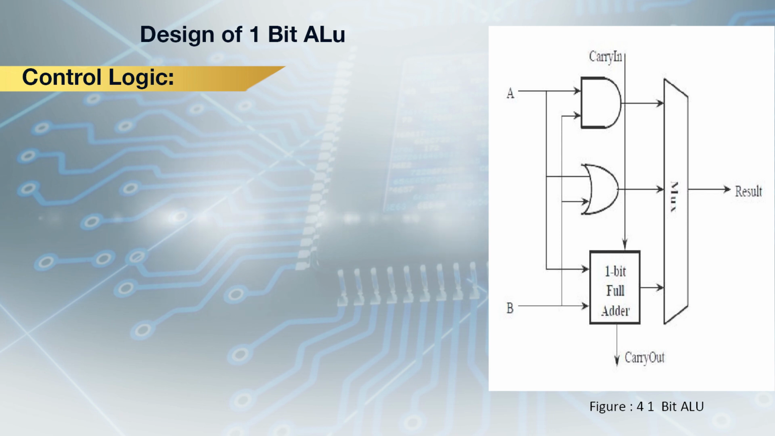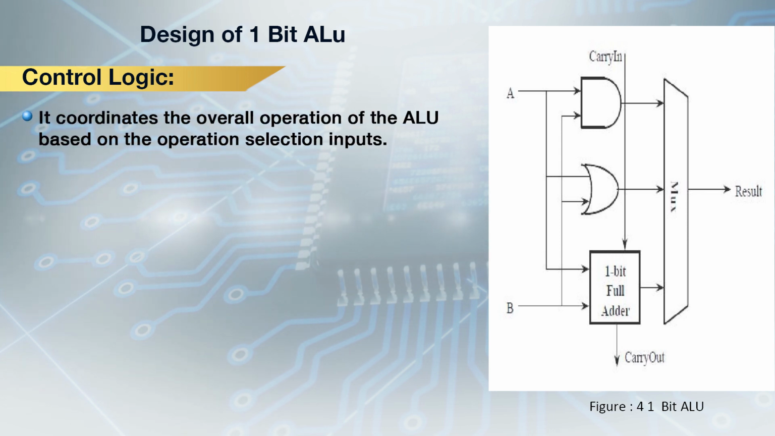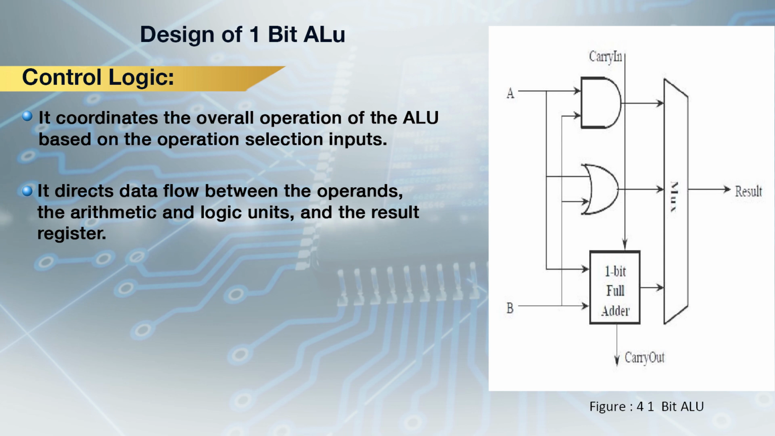Control unit. It coordinates the overall operation of the ALU based on the operation selection input. It directs the data flow between the operands, the arithmetic logic unit, and the result register.